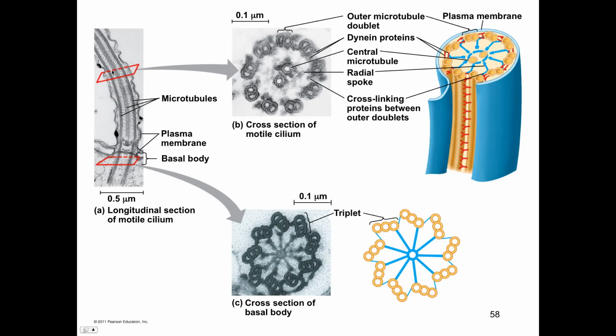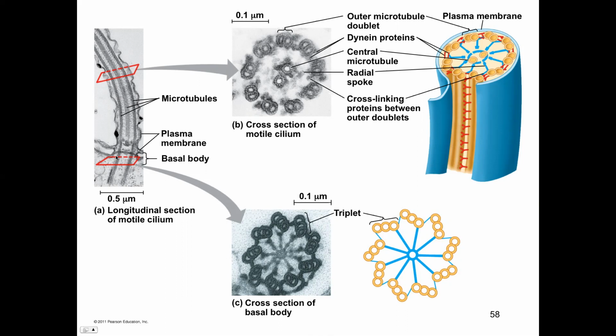So the movement is pretty wild. What you've got down one set of the doublets is, again, those little walking proteins, the dynein, right? And they walk along each other. They're fixed on one end, and the other side they walk along it. And when they do that, it bends, right? It's really crazy. This requires ATP.